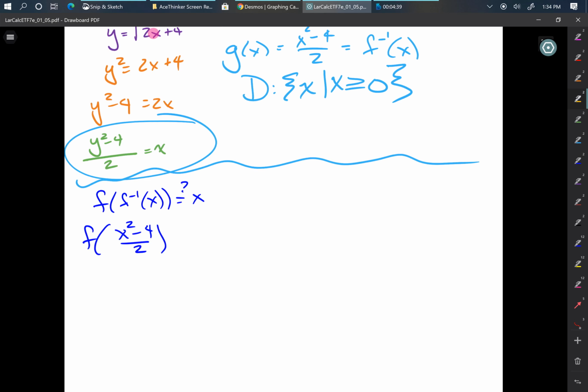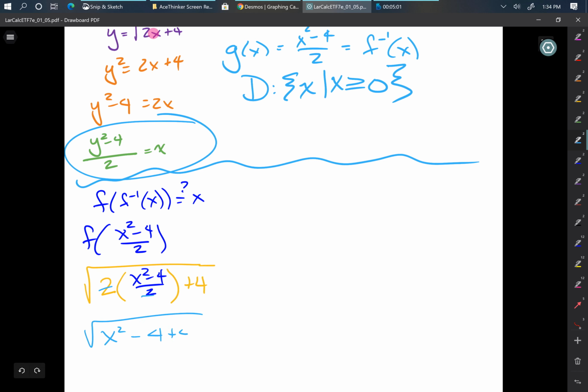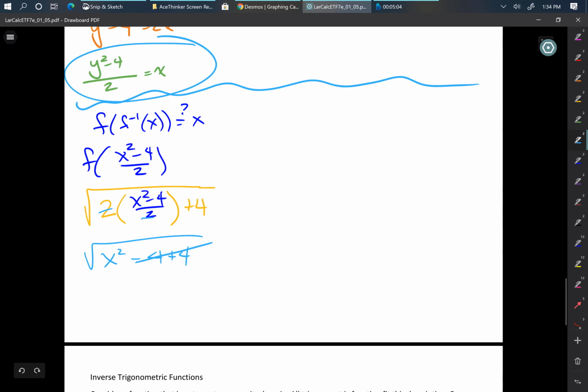That's going to be, let's see, f says what? Root. So root of 2 times what's in the parentheses plus 4. Now, inside those parentheses, you see that 2 and that 2 are going to cancel. I'm going to get the square root of x squared minus 4 plus 4. And so I get the square root of x squared. And what's the square root of x squared? Well, normally I would say that's the absolute value of x.